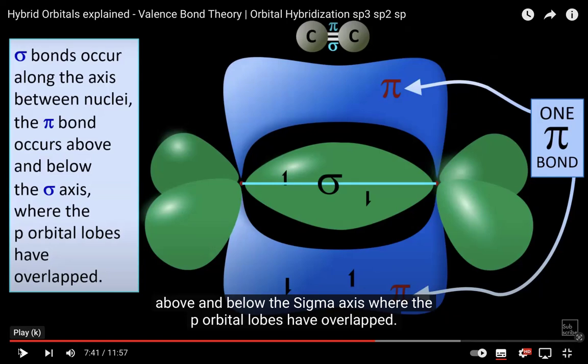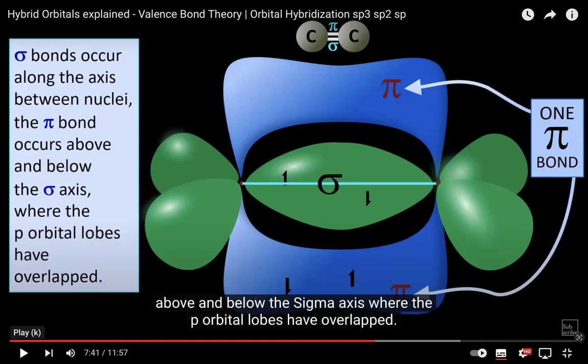On both the ends of this line, there are nuclei. So the electrons which are involved in the sigma bond are exactly on the axis where the nuclei of both the atoms are there. Is this clear? And the electrons which are involved in the pi bond are above and below that axis, or above and below that plane where the sigma bond and the nuclei are existing.